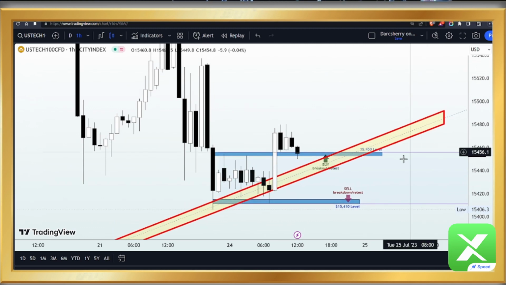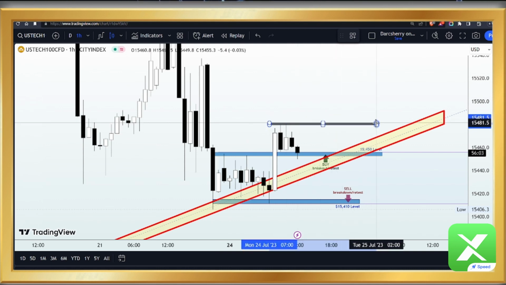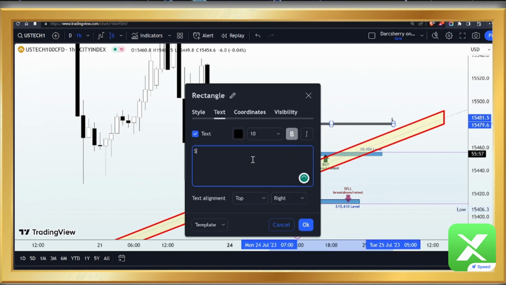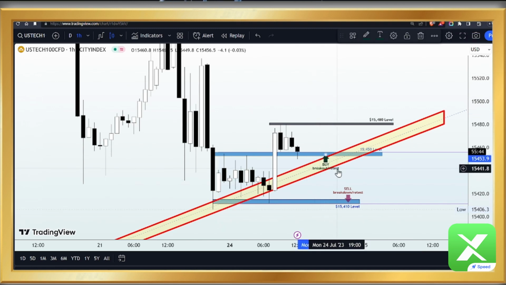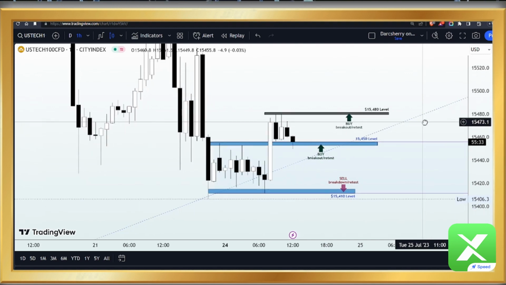Then another thing I want us to see here is the highest point so far this week, which is situated at the 15,480, which could also be a platform for us to maximize the potential of this bullish move. So you want to be marking this level out on your chart, 15,480 level. So if price action does break out to retest that level, we also want to be adding more buy position to our existing trade. So let's hold on to this bullish bias as long as price remains above that ascending trend line.